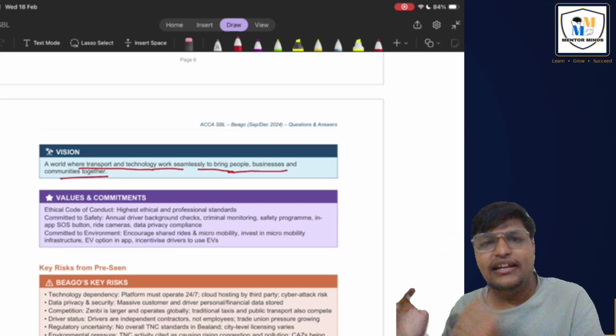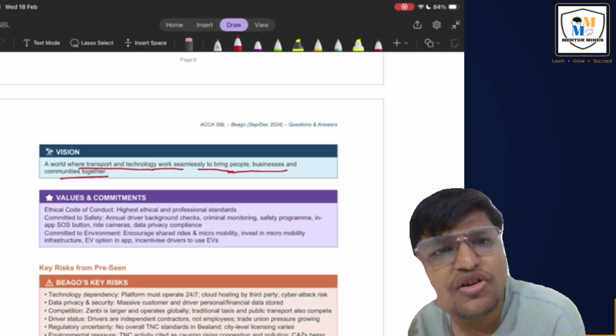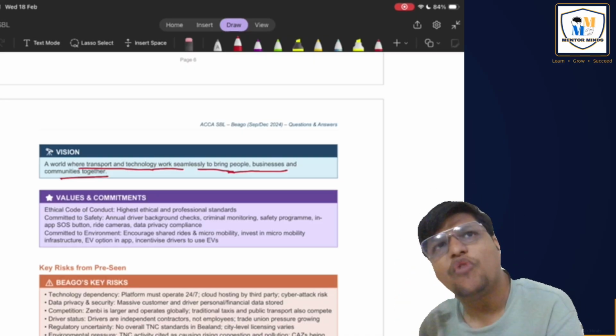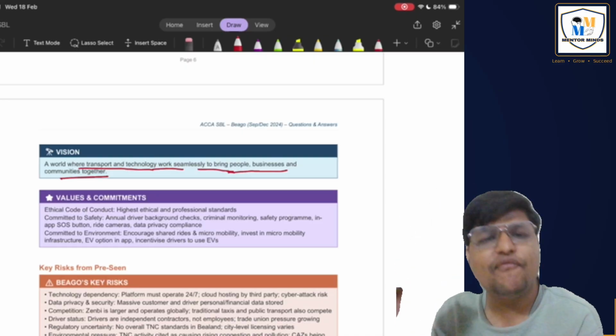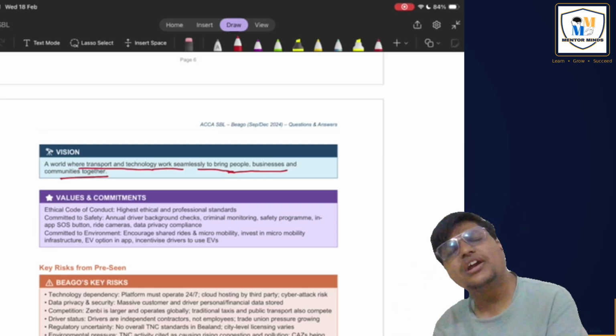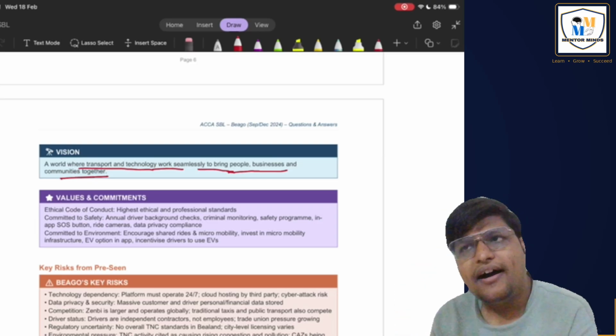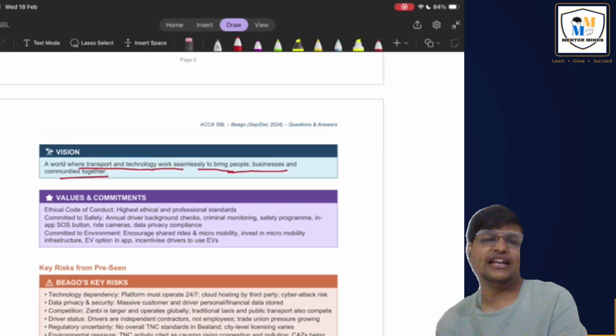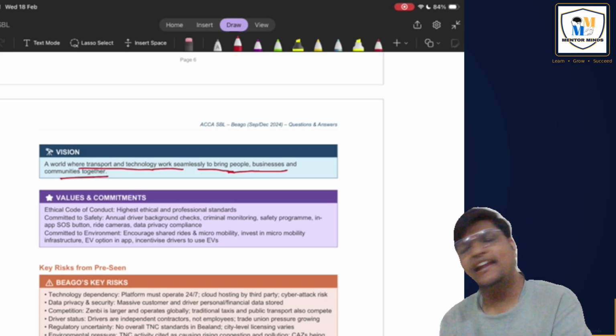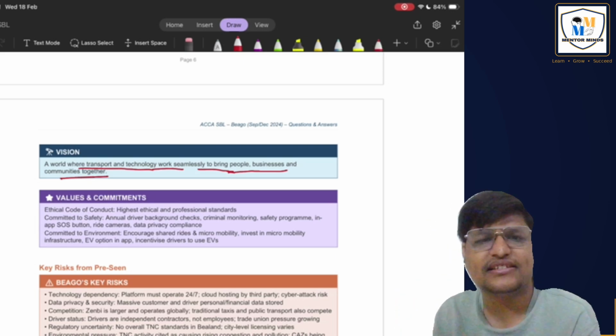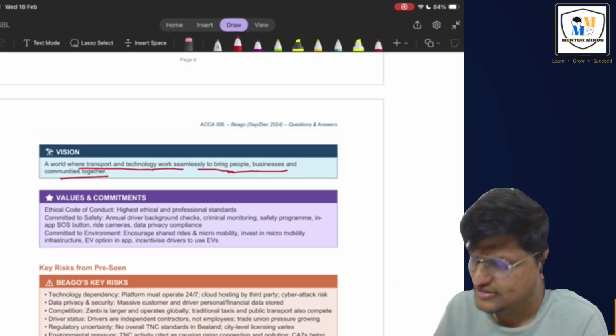Understand, now we are reading the pre-seen data. We don't have to learn all this data. We just have to understand what the points are here. Then when we read the exhibits, we have to see how this data is related, and we can write that in the answer. We don't have to copy-paste and directly write the whole pre-seen or whole exhibit in the answer. If you do that, you will not get marks.